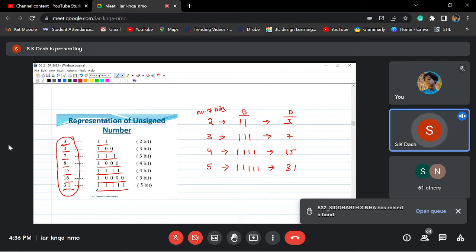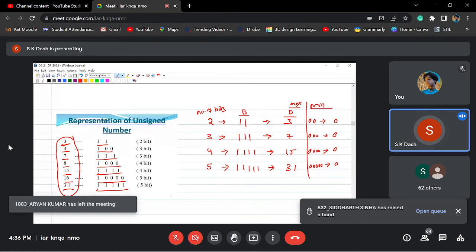This is about the maximum. What about the minimum? In all cases, it will be 0 only. 0 means what? 0. 3 bits means 000, which is also 0. 4 zeros, all zeros, is also 0. 5 zeros is also 0.